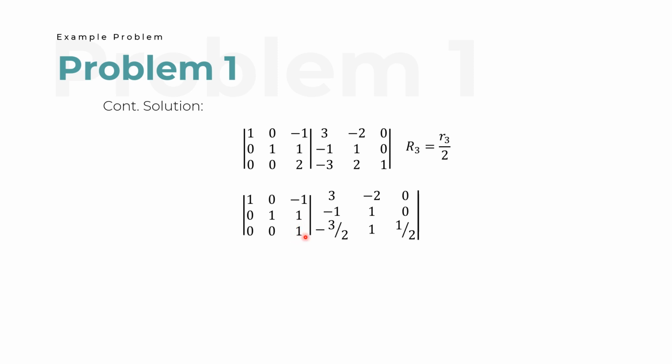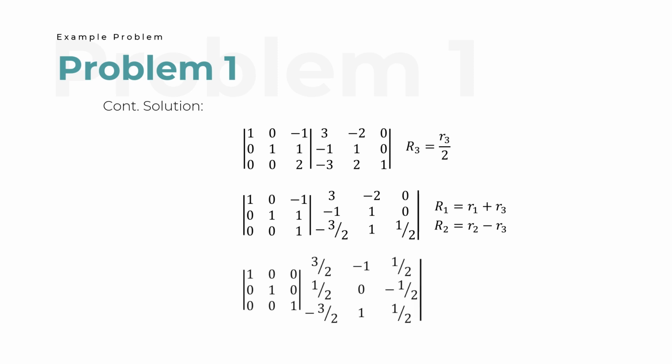We can now proceed on eliminating the first and second element of the third column with the following equation. Row 1 is equal to R1 plus R3. Row 2 is equal to R2 minus R3. Upon applying the equation, we now have the identity matrix.